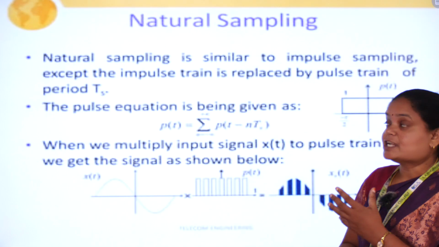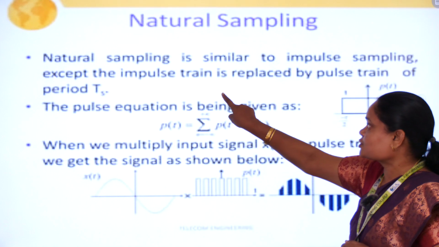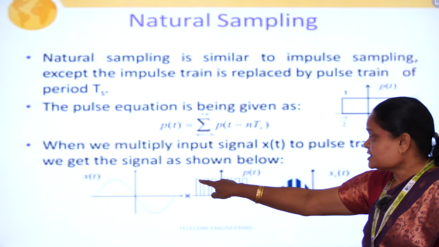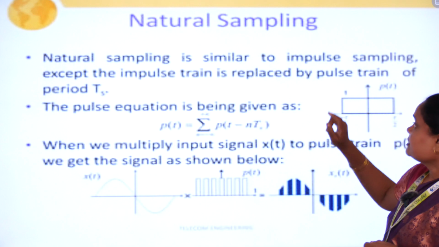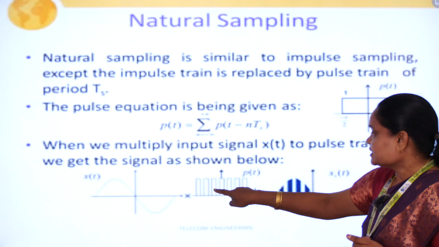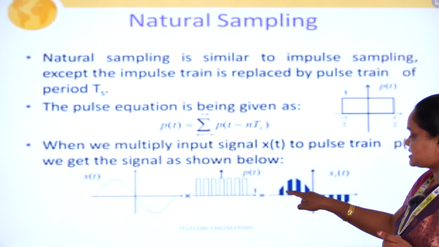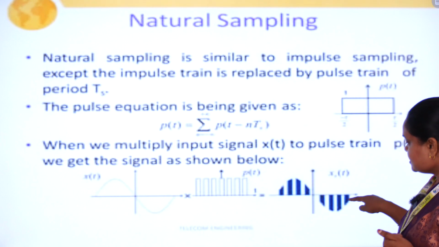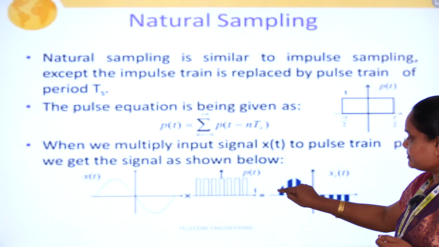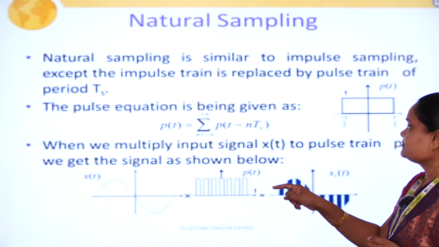The last one is natural sampling. Natural sampling is similar to impulse sampling, except that the impulse train is replaced by a pulse train with a period of Ts. The remaining things are similar to impulse sampling. So the continuous signal x of t is multiplied with the natural sample signals, and then we get the sampled output. See here, in flat top sampling the top is flat, but in this case the top follows the continuous signal, unlike the impulse sampling method.